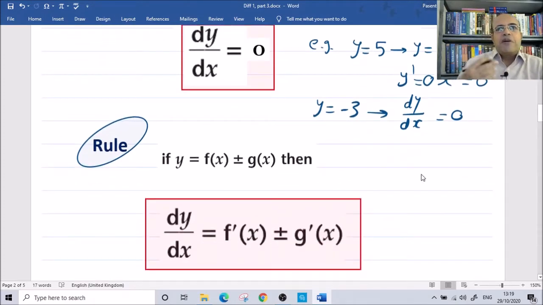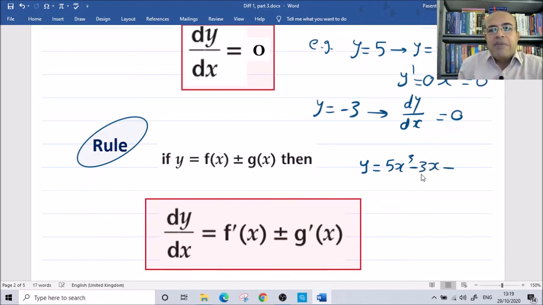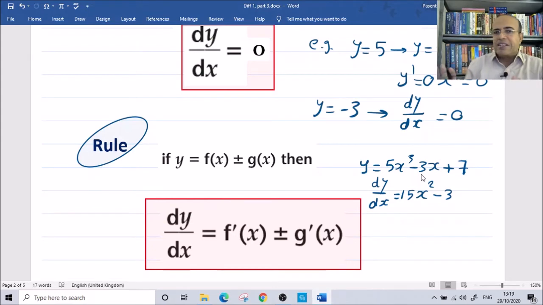Another rule, if it is a polynomial, it means more than one term, plus or minus, we make the differentiation of each term separately. For example, if y equals 5x cubed minus 3x plus 7, what is dy by dx? The derivative of the first term, 3 times 5, 15, and reduce 1 from the power, 3 minus 1, 2. Finish. The derivative of negative 3x is negative 3. Derivative of 7 is 0. Done. This is the answer.